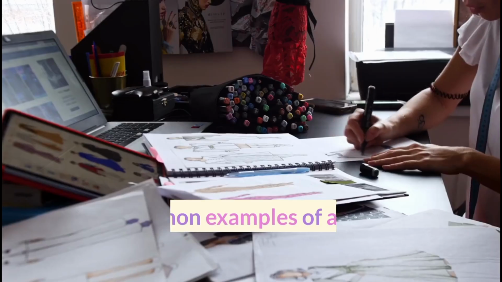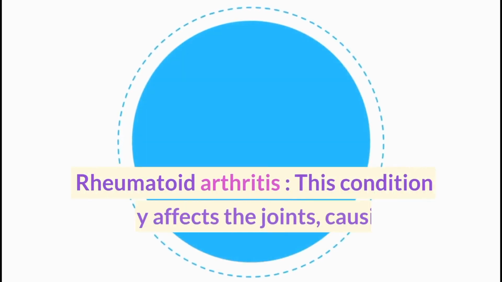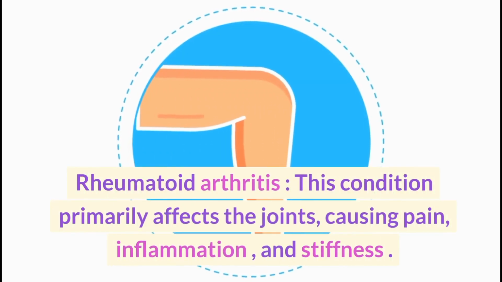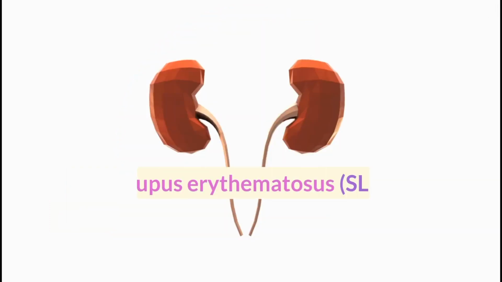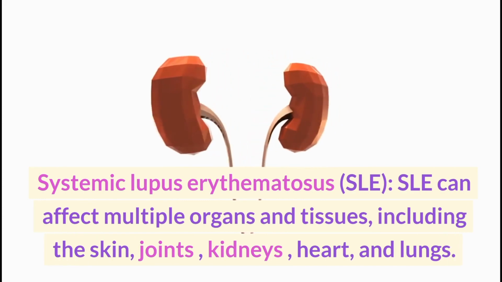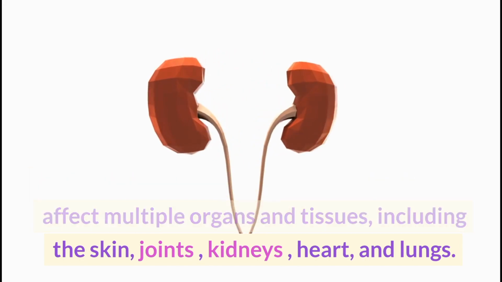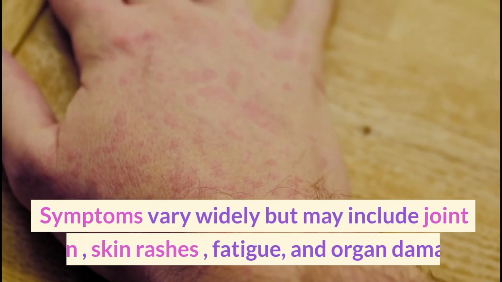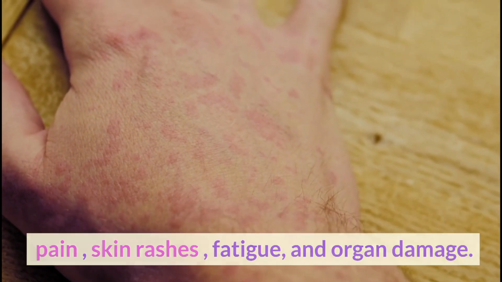in the body. Some common examples of autoimmune diseases include rheumatoid arthritis. This condition primarily affects the joints, causing pain, inflammation, and stiffness. Systemic lupus erythematosus, SLE. SLE can affect multiple organs and tissues, including the skin, joints, kidneys, heart, and lungs. Symptoms vary widely but may include joint pain, skin rashes, fatigue, and organ damage.